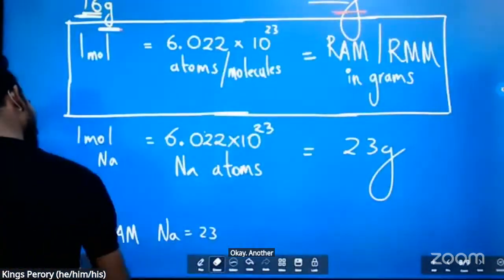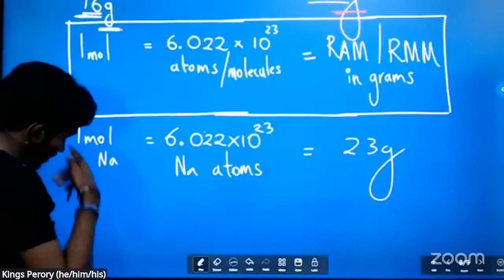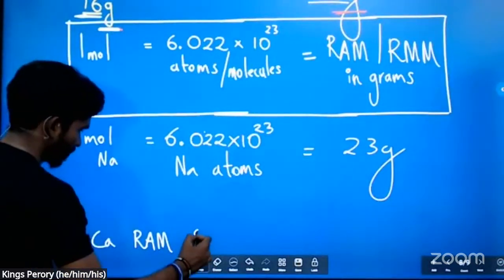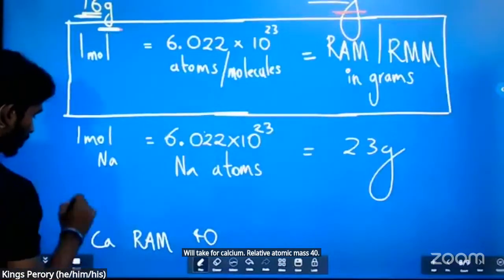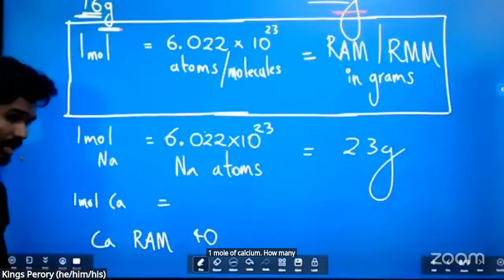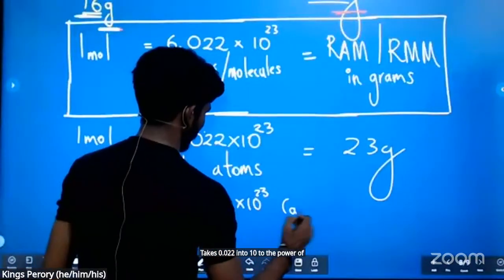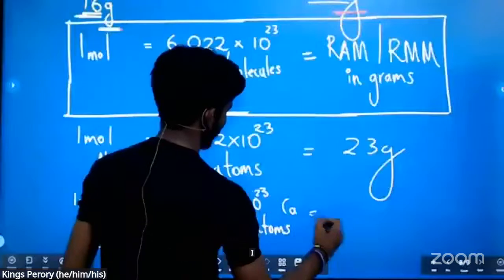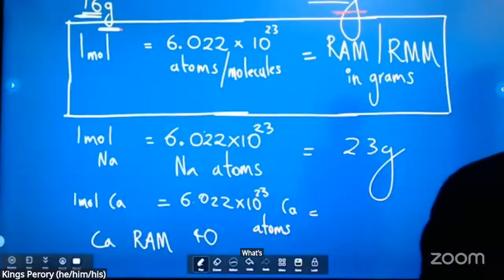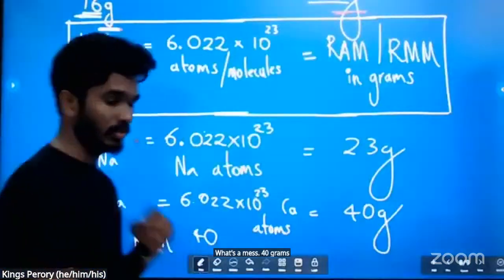Another one. We'll take calcium. Relative atomic mass 40. 1 mole of calcium: how many calcium atoms are there? 6.022 into 10 to the power 23 calcium atoms. I put it in a weighing scale and measure the mass. What's the mass? Perfect. 40 grams.